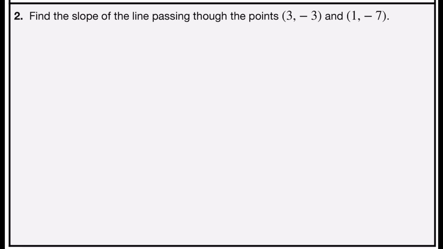Problem number 2 asks you to find the slope of the line passing through the points (3, -3) and (1, -7). So again, I'm going to find the ratio of vertical change to horizontal change using an algebraic formula. I would have my slope, second y coordinate minus first y coordinate. That's what the subscripts represent, second y coordinate minus first y coordinate, over second x coordinate minus first x coordinate.